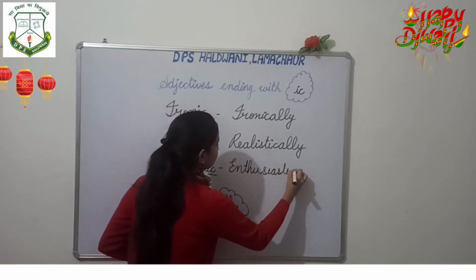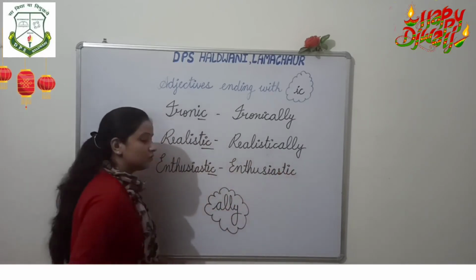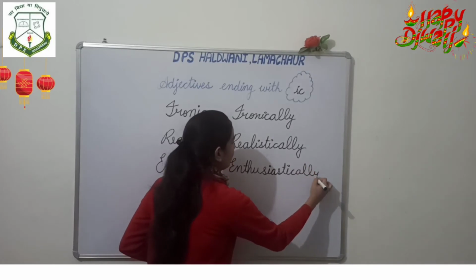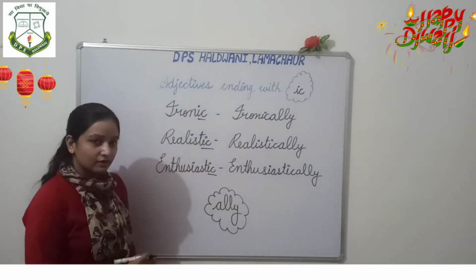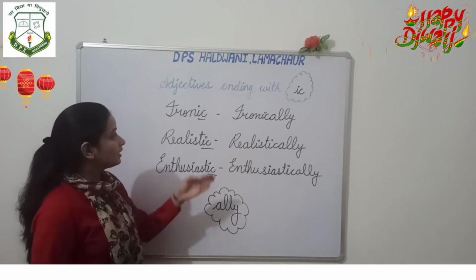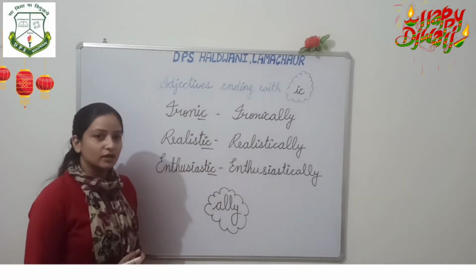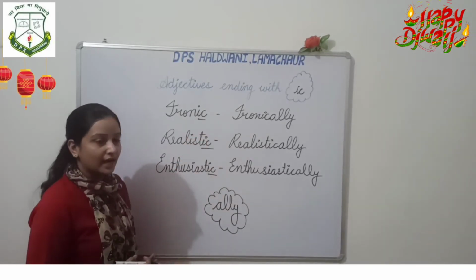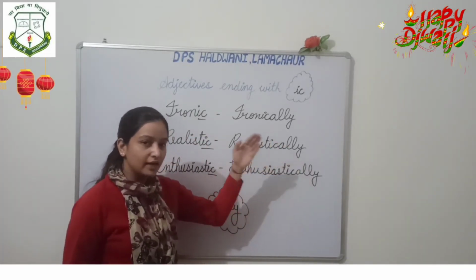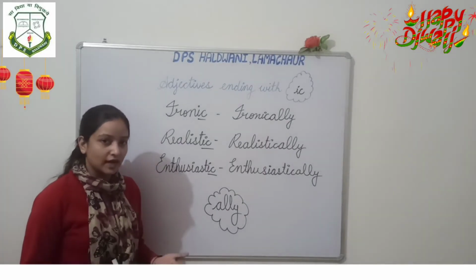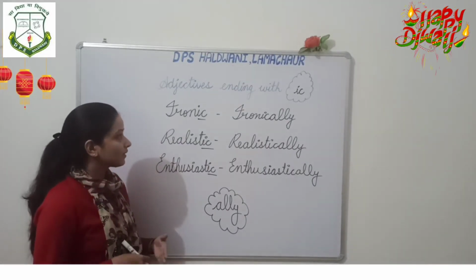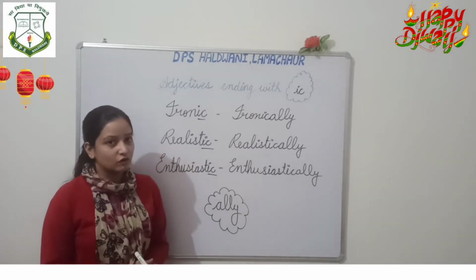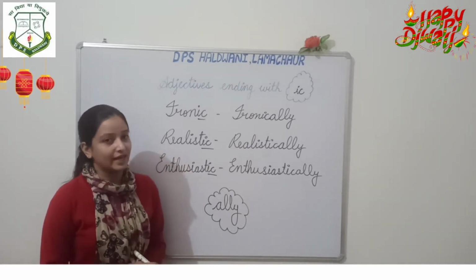Enthusiastic. Enthusiastically. Okay. Enthusiastically, E-N-T-H-U-S-I-A-S-T-I-C-A-L-L-Y. Whenever the adjectives end with I-C, we add A-L-L-Y to the end of those kinds of adjectives. Okay. So like this, we form adverbs from the adjectives.